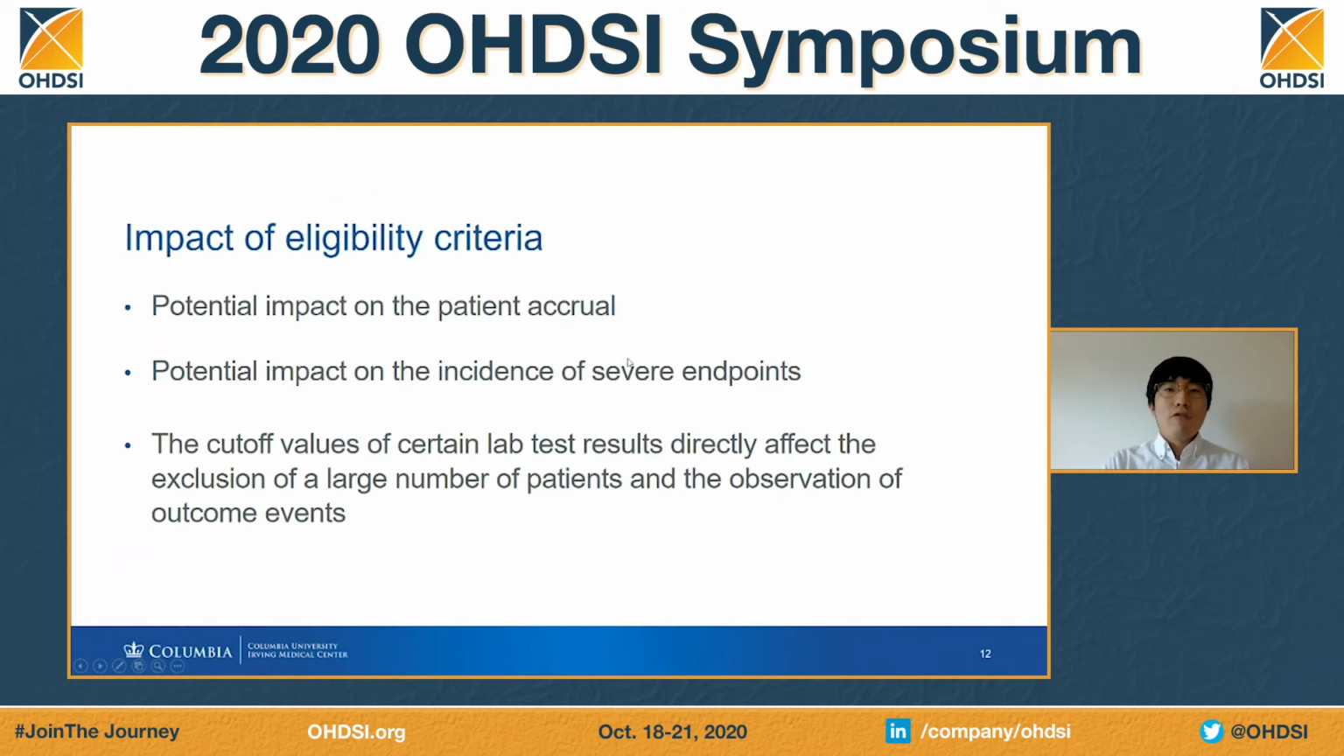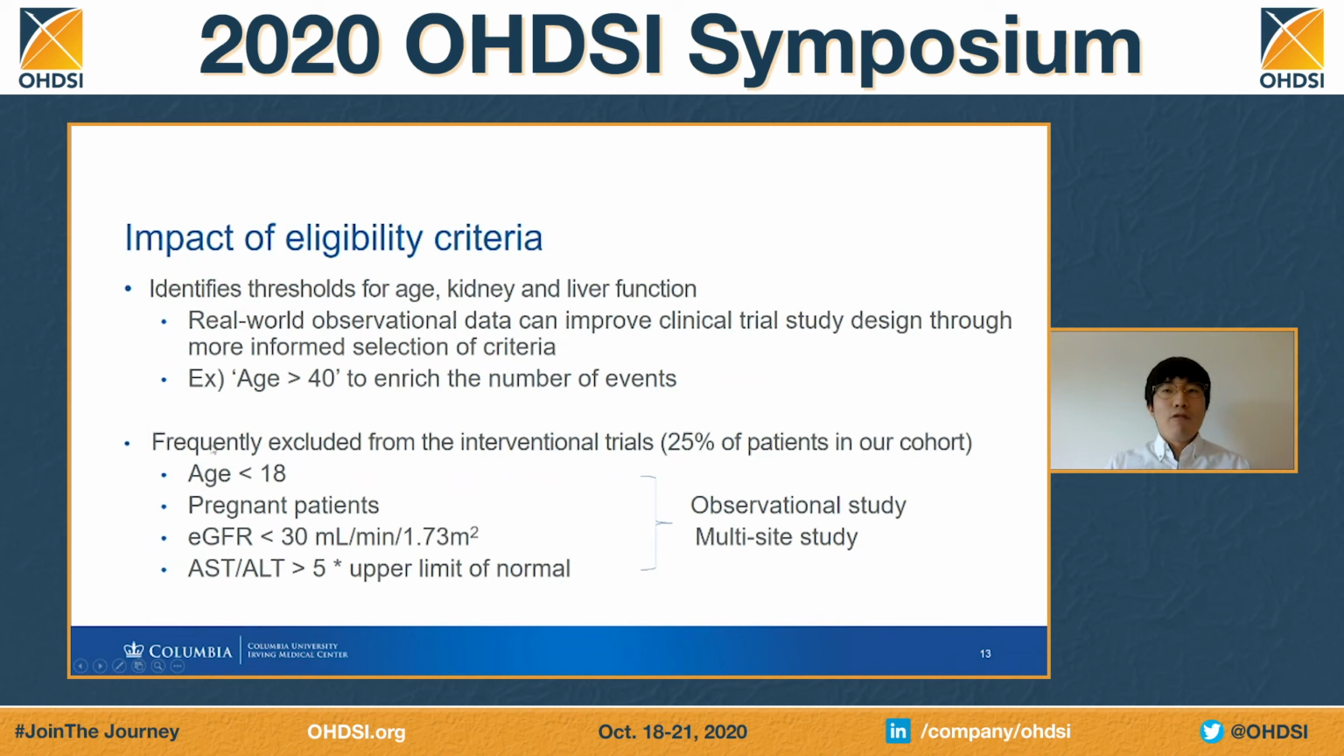In this study, we evaluated the impact of eligibility criteria of ongoing COVID-19 trials on patient accrual and the incidence of severe endpoints. The adoption of certain values led to the exclusion of a significant number of patients and events. Using the EHR data, we identified the optimal threshold for age, kidney, and liver function. For example, enrolling patients with age above 40 enables sponsors to enrich the severe events.